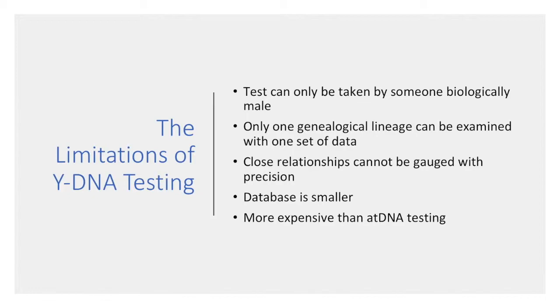And you can't gauge a close relationship with precision because you can match someone perfectly on the Y chromosome and they could be your dad, they could be your brother, your first cousin, your second cousin, they could even be your third cousin. All you know is that they're reasonably close on that line, but you don't know for sure how close. So you would then need to ask them to take an autosomal DNA test to figure out exactly what your relationship is.